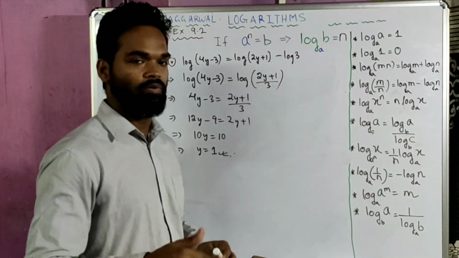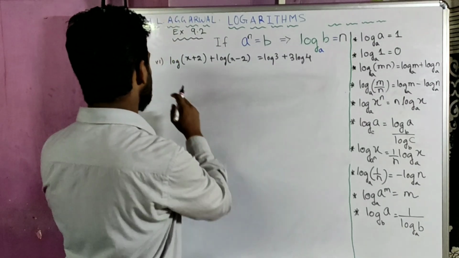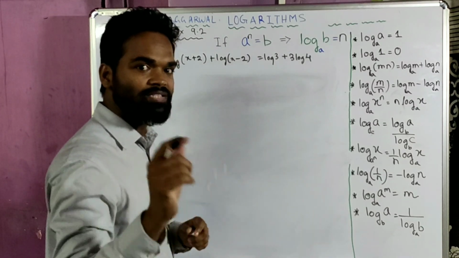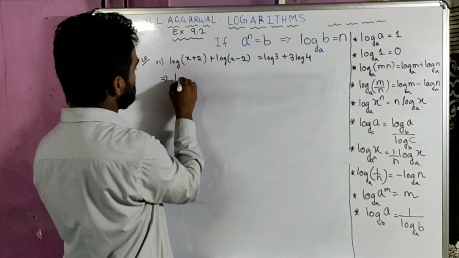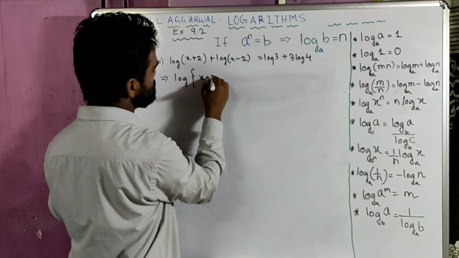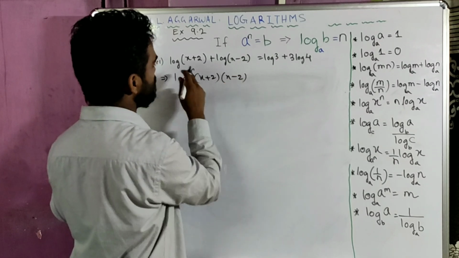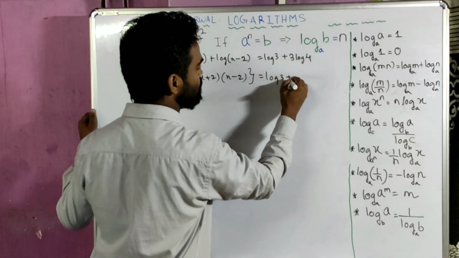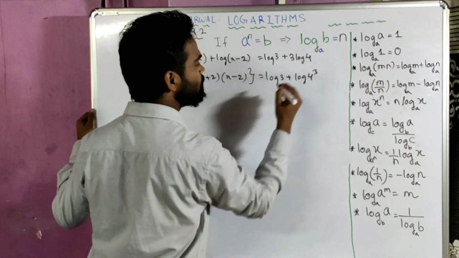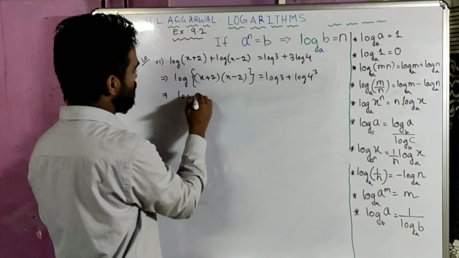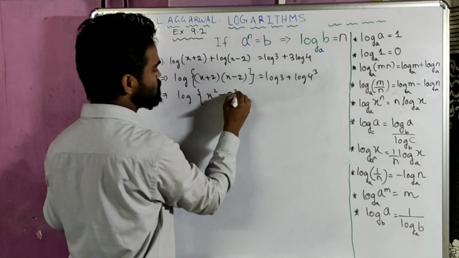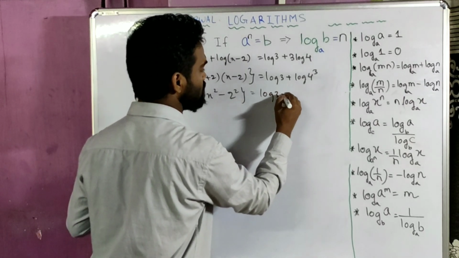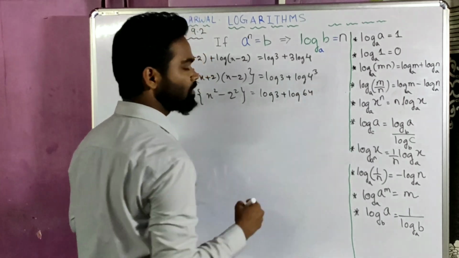Clear? Now we look at the next sum. Now look at this sum. 20 part 6: log x plus 2 plus log x minus 2 equals log 3 plus 3 log 4. Now this becomes log of x plus 2 multiplied by x minus 2, isn't it? Log m plus log n is log mn, and this becomes log 3 plus log 4 cube. Clear? So this becomes log, and this becomes a square minus b square, because this is in the form of a plus b, a minus b, and this is log 3 plus log, this is 64, 4 cube.